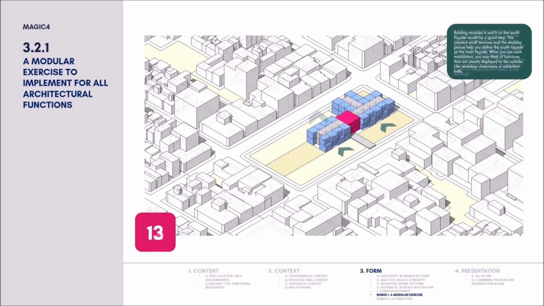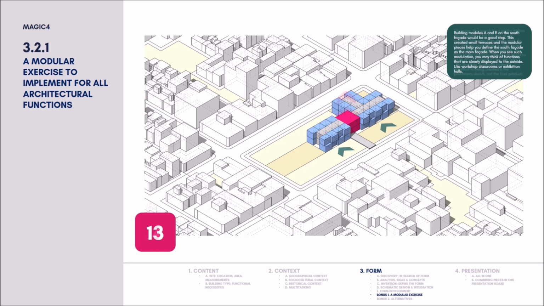13. Building modules A and B on the south facade would be a good step. This created small terraces, and the modular pieces help you define the south facade as the main facade. When you see such modulation, you may think of functions that are clearly displayed to the outside, like workshop classrooms or exhibition halls.